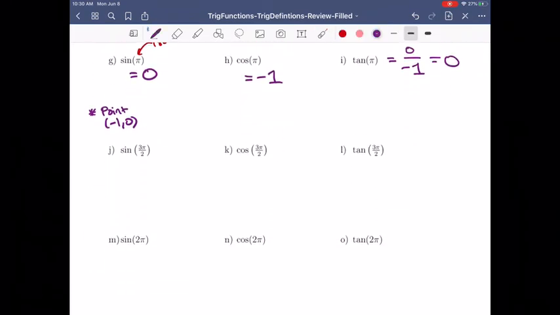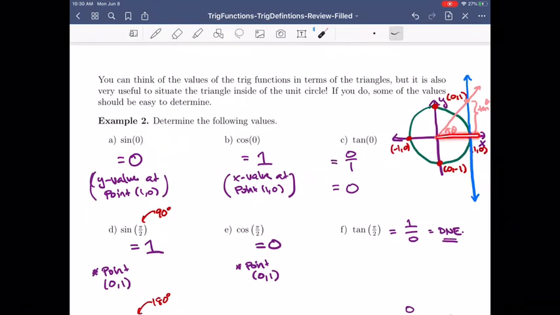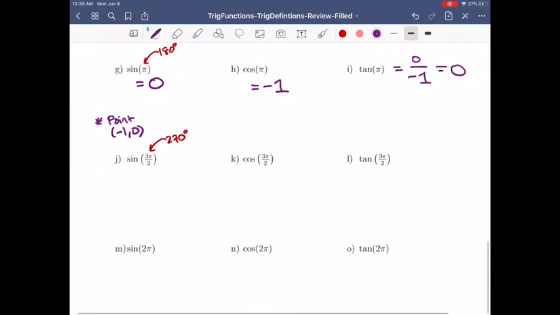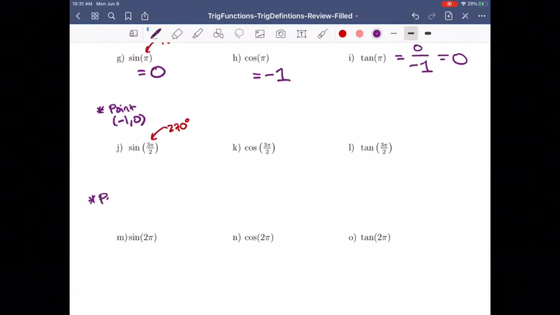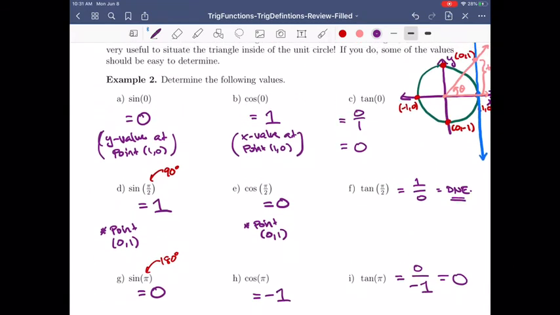Okay, 3 pi by 2. This is 270 degrees. In our picture, this is our initial side and this is our terminal side, and our angle goes like that. Now we're looking at this point, (0, -1). Sine is the y value, so this is -1. The cosine is 0, and again, the tan value does not exist because I'd be dividing by the cosine 0 value.